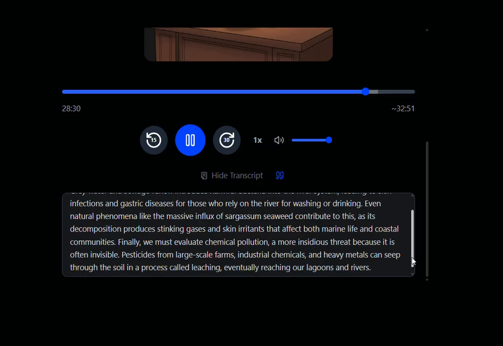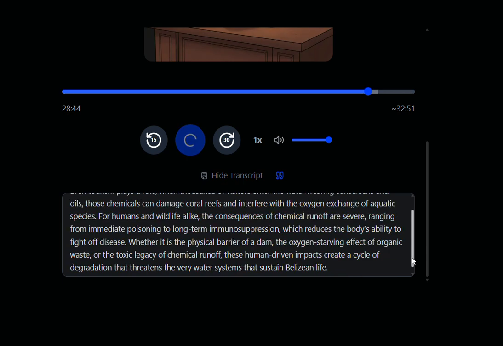Finally, we must evaluate chemical pollution, a more insidious threat because it is often invisible. Pesticides from large-scale farms, industrial chemicals, and heavy metals can seep through the soil in a process called leaching, eventually reaching our lagoons and rivers.